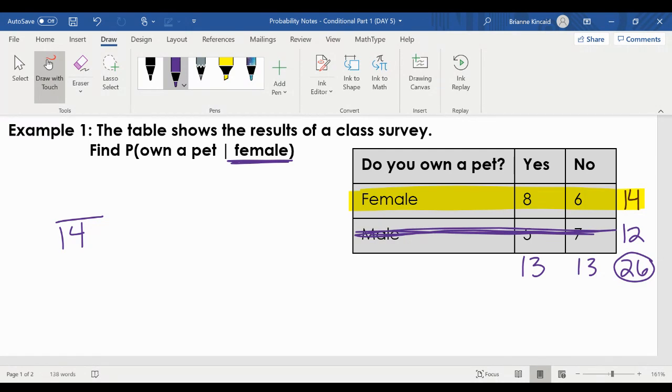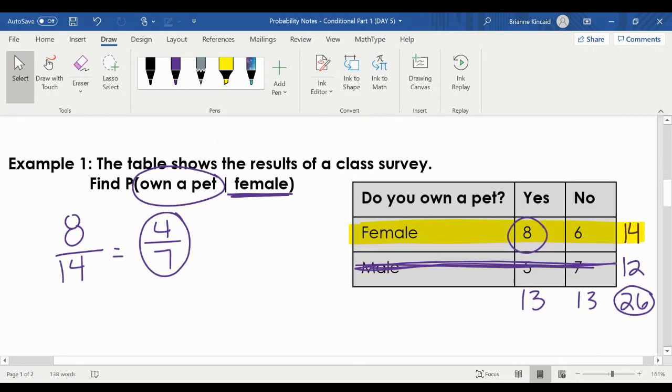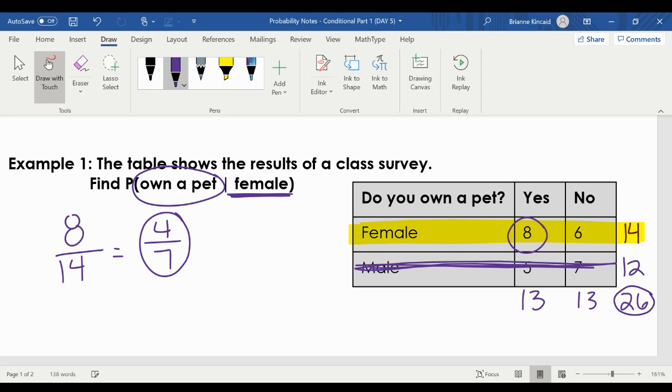Of those 14 females, how many own a pet? That would be the people who said yes. So that's my numerator, 8 over 14. I can simplify this down to 4 over 7. You can think about this using our formal formula, or what I tend to do when I do these examples is I cross out whatever's not important. In this one, I'm only focusing on the females, which is why I eliminate the males. 14 is my new denominator. 8 is the females who said yes, they own a pet.